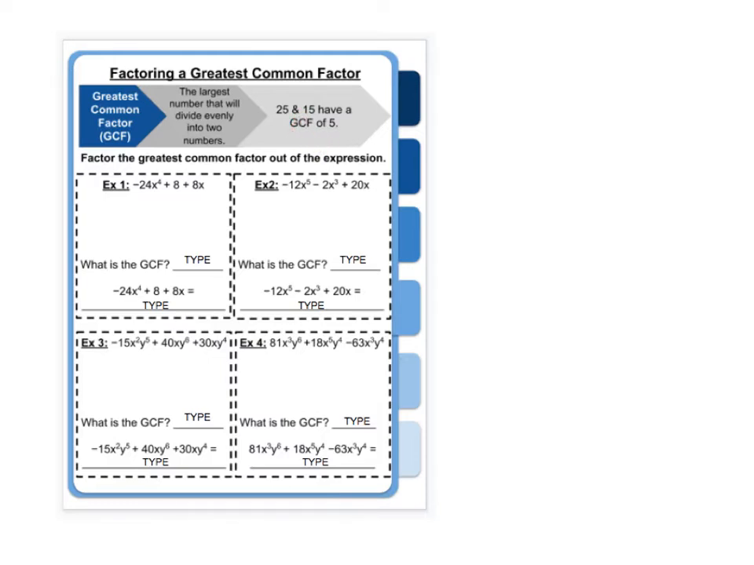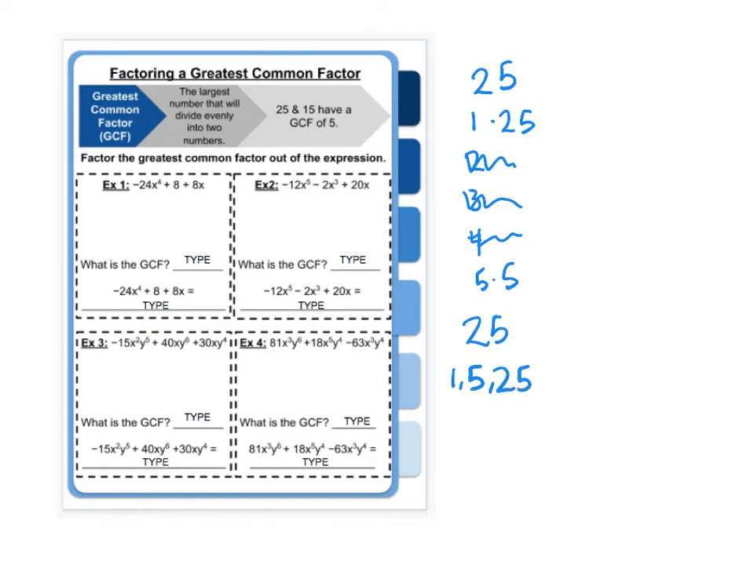I know that if I list my factors of 25, things that multiply to 25, I have 1 times 25. There isn't one that works with 2, so 2 is out. There isn't one that works with 3. There isn't one that works with 4. But 5 times 5 works. So my factors of 25 are 1, 5, and 25.